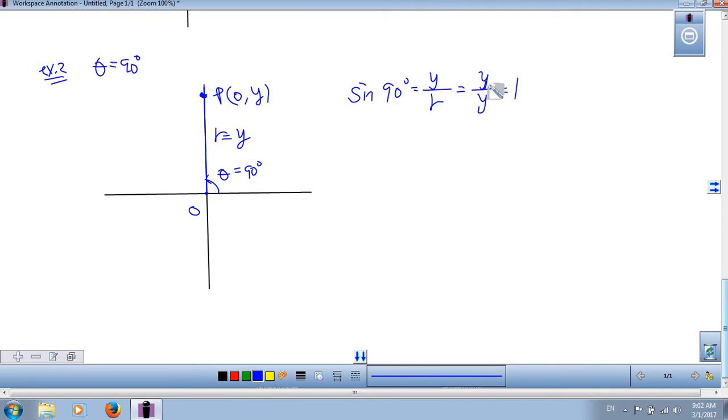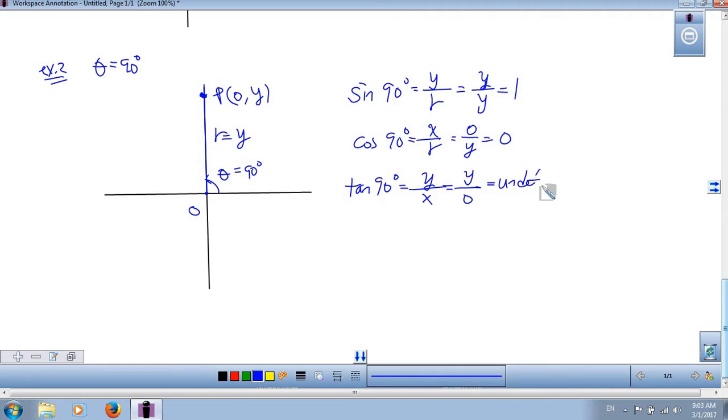What about cosine of 90 degrees? Well, x becomes 0 because when you turn this way, there's no x coordinate. Cosine is x over r, but x is equal to 0 and r is equal to y, so 0 over y is 0. And tangent of 90 degrees is going to be y over x. There's a value of y here, but x becomes 0, so y divided by 0 is undefined.